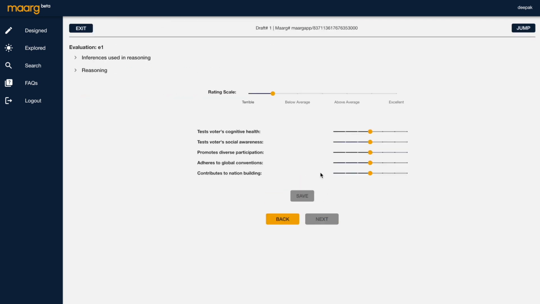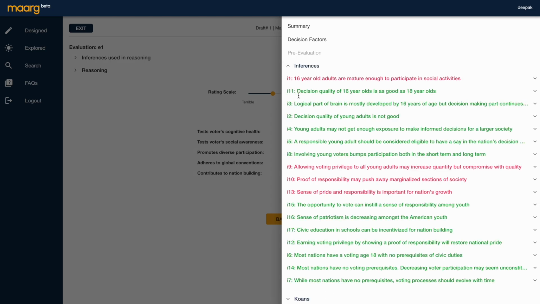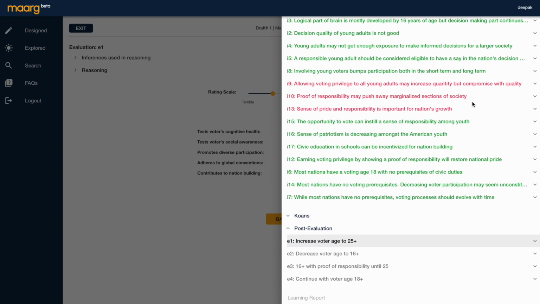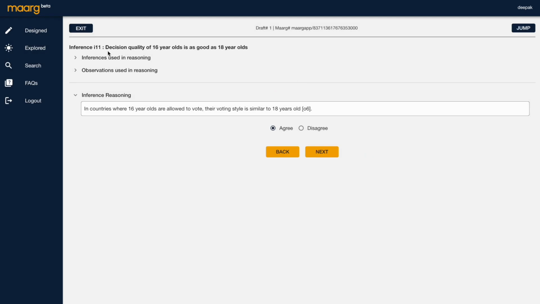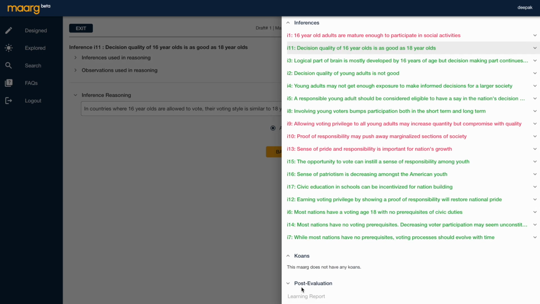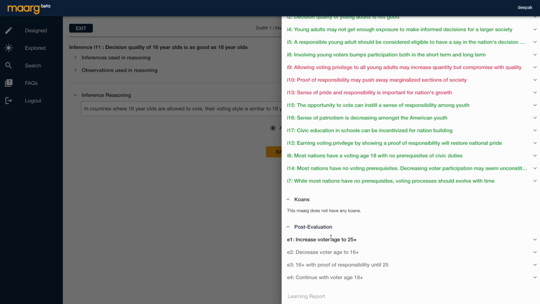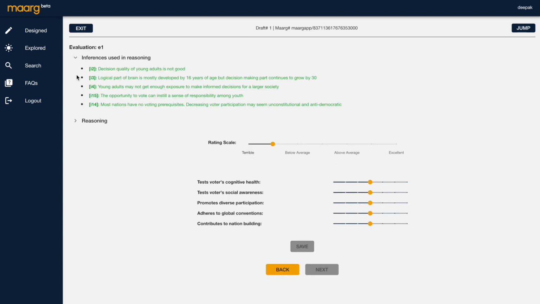So this brings us to the overall post evaluation. We are done with all the inferences. You can always go back and change anything. So over here, if I click here, I can go back to the inference and then change my agreement or disagreement. But for now, since we are done with everything and there are no cons in this argument, we can switch to the post evaluation. Post evaluation, again, as you can see, you have all the inferences over here. So the Maarg author has used these inferences.